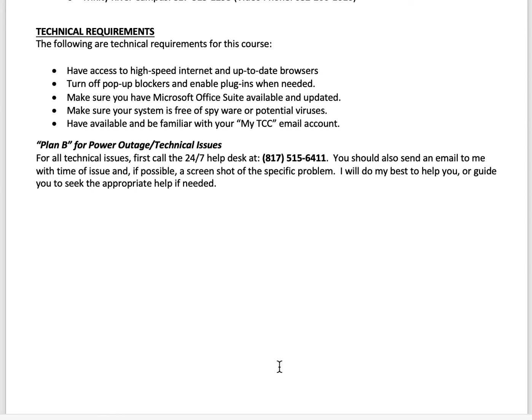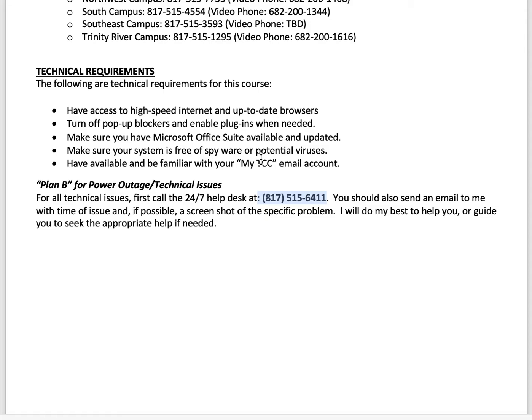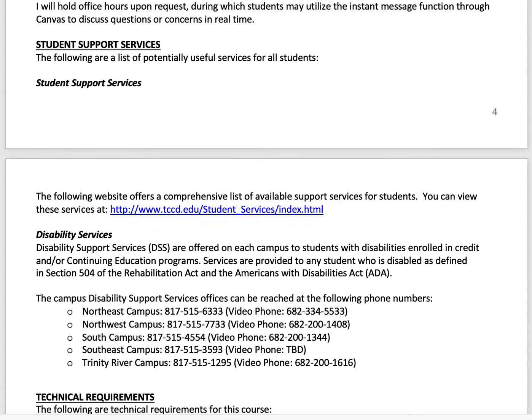Like I said, for technical requirements, the only thing you really have to have outside of access to Canvas is Microsoft Word. And make sure, of course, you have access to your email accounts, whether that's the Canvas email or the My TCC email. If you have a technical issue, there's a help desk 24/7, I think. You can call it right here, and they should be able to help you. You can also take a screenshot of the issue and send it to me. I've used Canvas for several years, so I might be able to troubleshoot it. You can send me the problem at the time of the issue, and I can do my best. But of course, the phone number is the best option here.